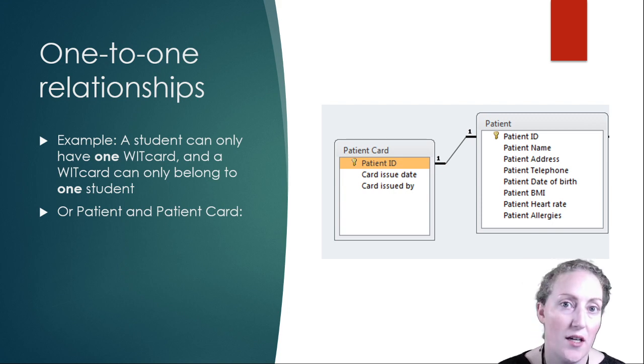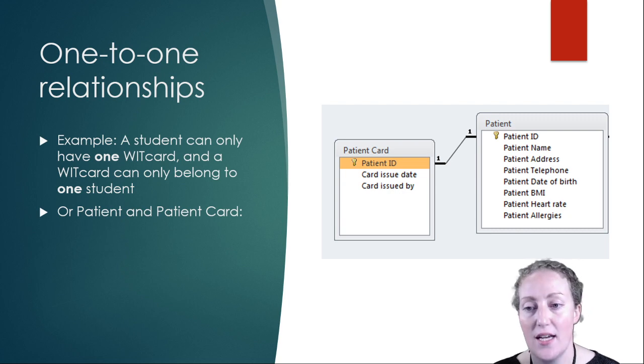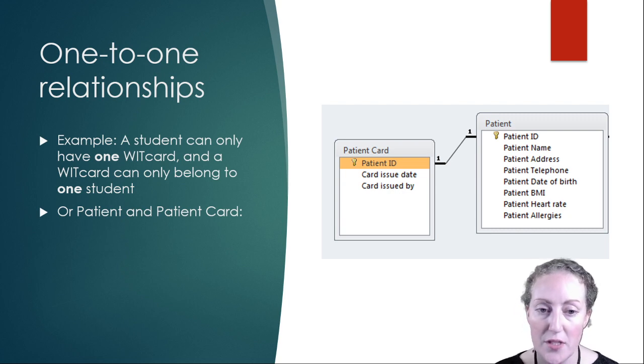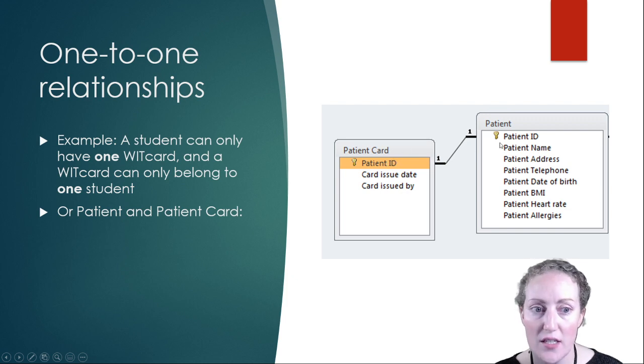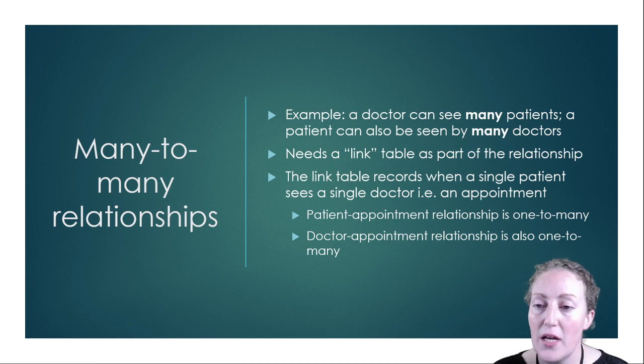We can also then have a one-to-one relationship. You and your WIC card are a good example of that. So a student can only have one WIC card, and a WIC card only belongs to one student. We'll have the same idea here on patient card and patient.